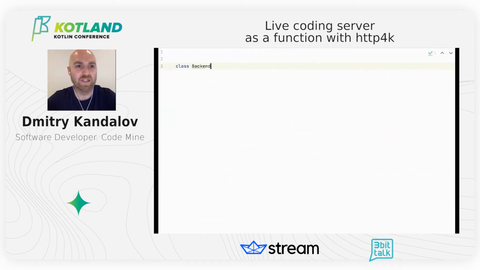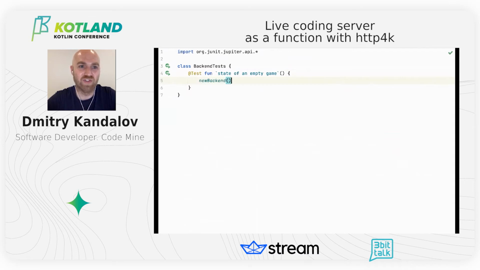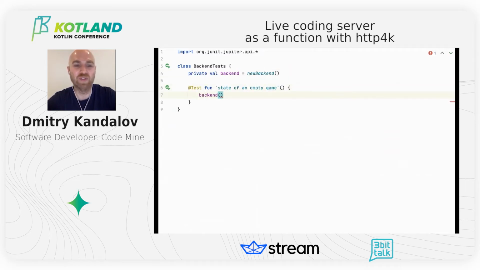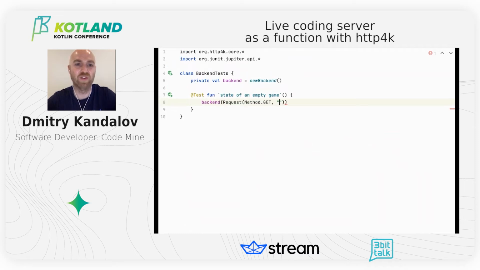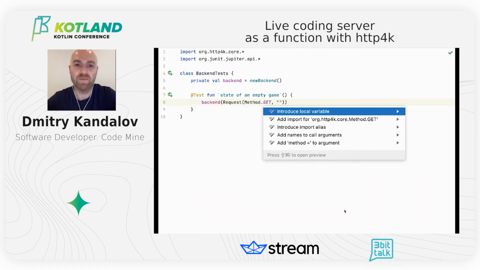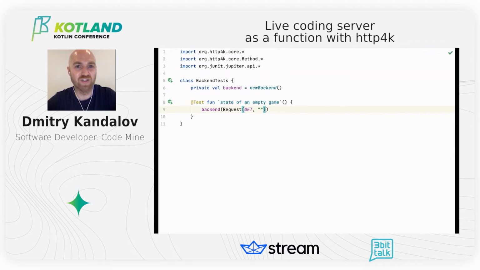And I'll create a class called BackendTests. And I'll create a test called state of an empty game. Because our server is literally a function, we don't need any dependency injection or anything. We just create a variable and call it backend. I'll make it private. And to use the server, to start calling it, again, we don't need to do anything special. We just call a function on the backend. We could, of course, start the actual server and do it via actual network, but because it's just a function, we can just go ahead with this.